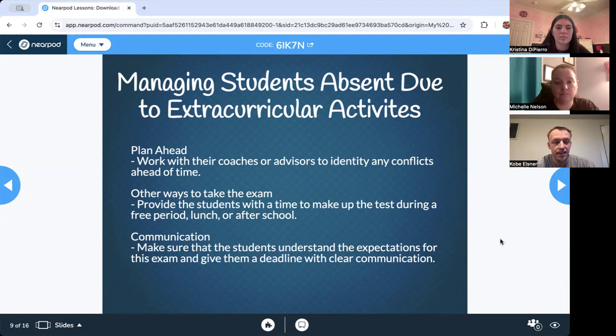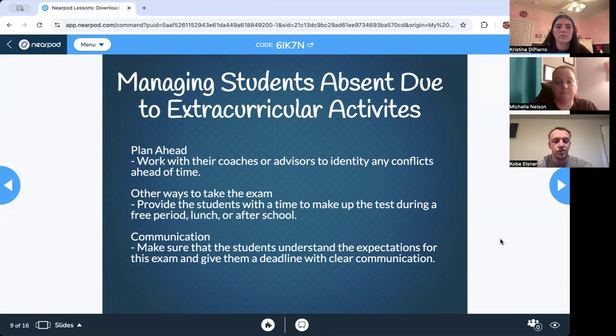Other ways to take the exam. What this could look like is, for those who participate in sports, maybe they have practice after school. So a time they could make it up is during a free period or during lunch. For others, maybe after school would be better. So finding a way to adjust the time slot to take the exam for them due to their extracurricular activities can be very valuable.